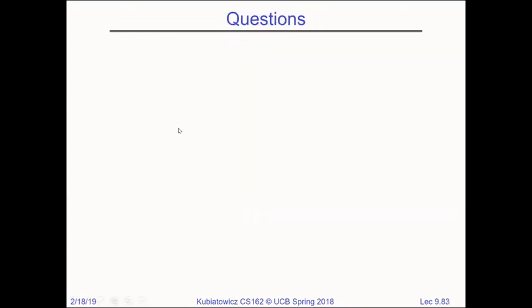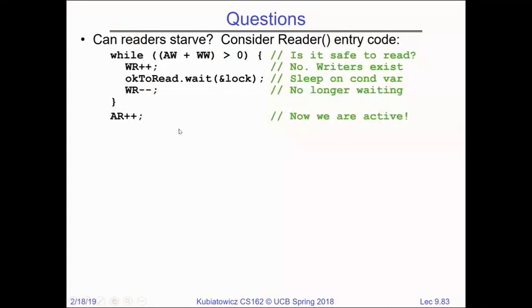Okay, now, can the readers starve? I mean, look, we got this entry code, right? While active writers or waiting writers are greater than 0, go to sleep. So what's the answer to this? Can readers starve? How many people think the readers could starve if a stream of writers keeps coming along? Yeah, absolutely. So all that has to happen is before the previous writer exits, another one comes along. As long as the writers just keep showing up, they will never get any readers, will never go forward. Okay, and that was by design.